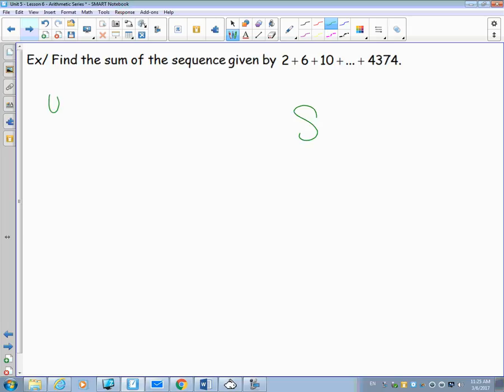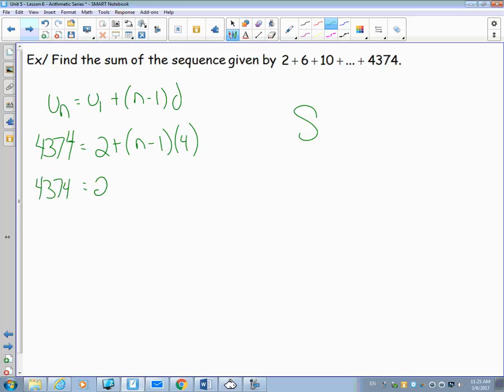To find my number of terms, I can use my Un equation with the U1. I have to solve for it. So 4374 equals 2 plus (n minus 1) times 4. If we expand our brackets, we'll get 2 plus 4n minus 4, or in other words, minus 2 plus 4n. Add them together, we get 4376 is 4n, and n comes out to 1094.